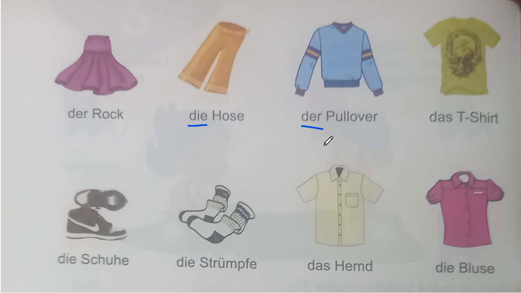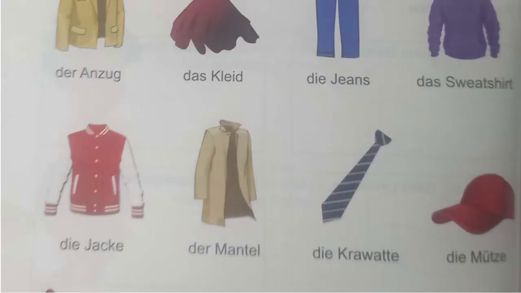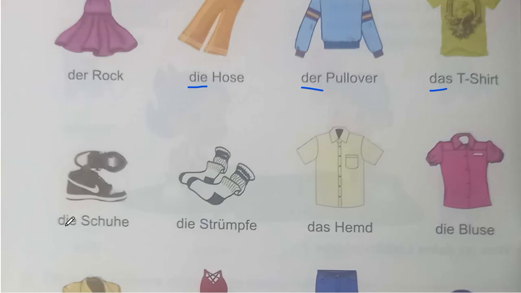Okay, so we see a t-shirt on the screen. So t-shirt is simply t-shirt. The article is das. Das is neutral. Okay, so what can we see next? We see shoes. Okay, Schuhe. Die Schuhe, because it's a pair, right? Die Schuhe. Schuhe is shoes.